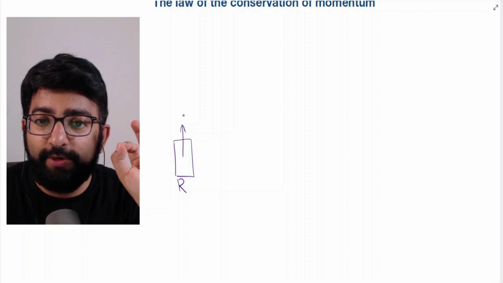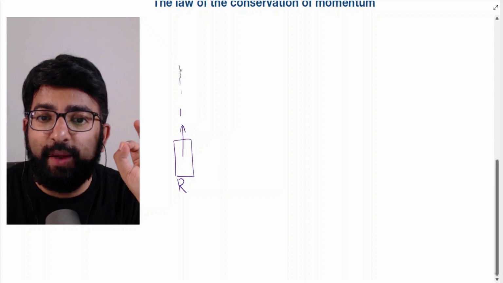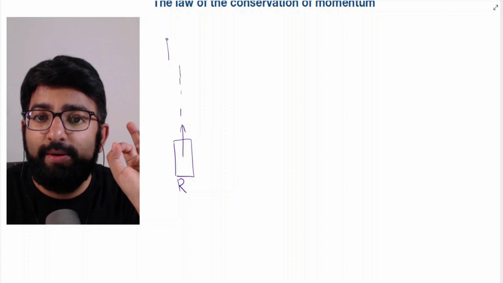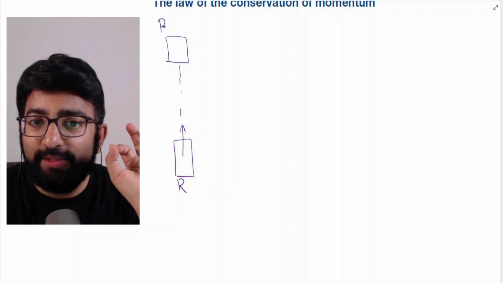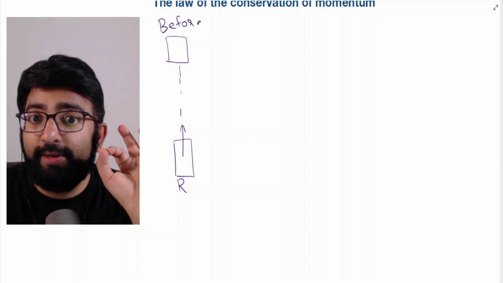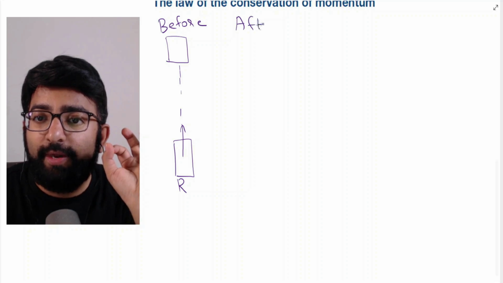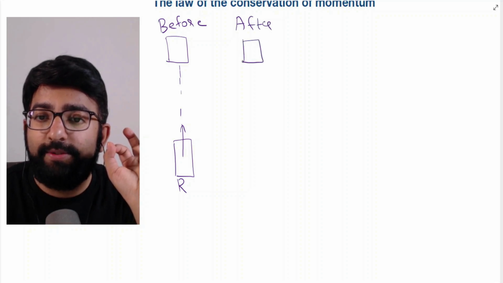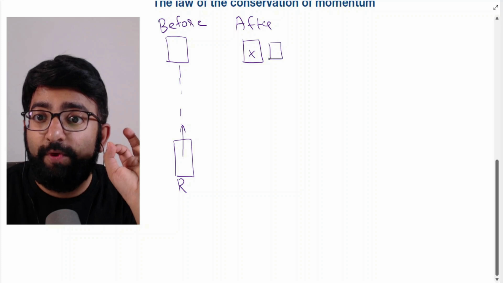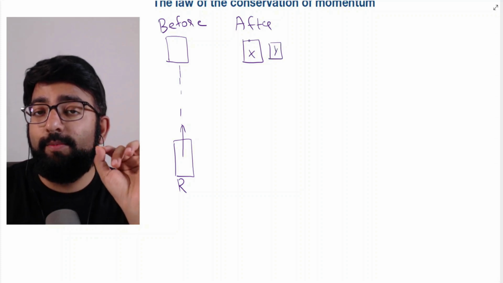It is launched upwards. Now, when it reaches the maximum height, that is where it explodes. So let's say this was before the explosion, the entire rocket as it is intact. After the explosion, the entire rocket breaks up into two pieces, let's say x and y. So we know x was greater than y in terms of mass.